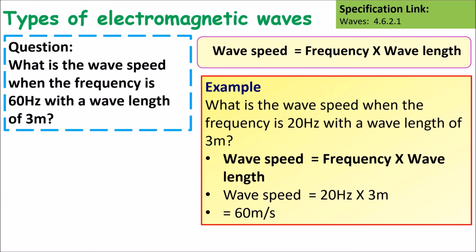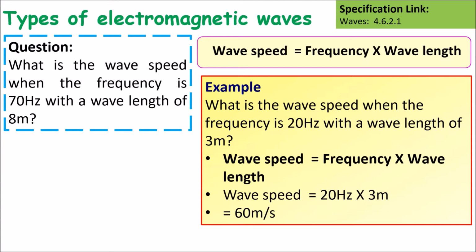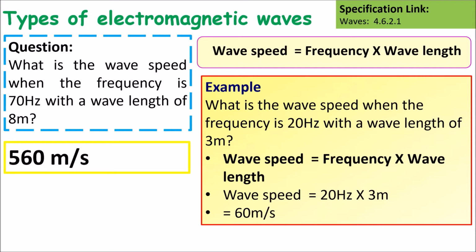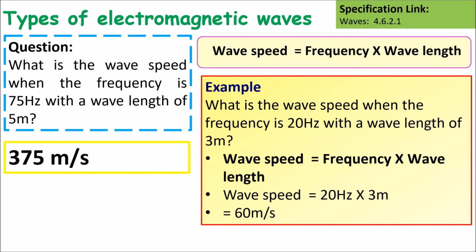So if we look at a second one, what is the wave speed when we've got 60 Hertz and the wavelength is 3 meters? That'll be 180 meters per second. What is the wave speed when the frequency is 70 Hertz and the wavelength is 8 meters? That'll be 560 meters per second. And finally, what is the wave speed when the frequency is 75 Hertz and the wavelength is 5 meters? That would just be 375 meters per second.